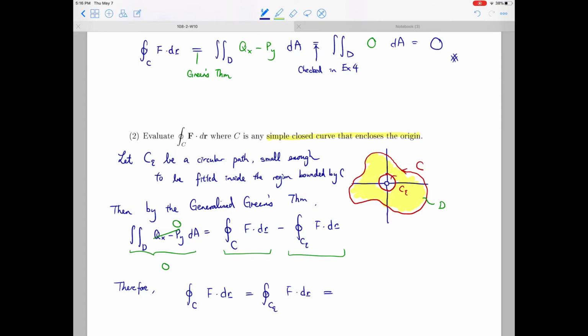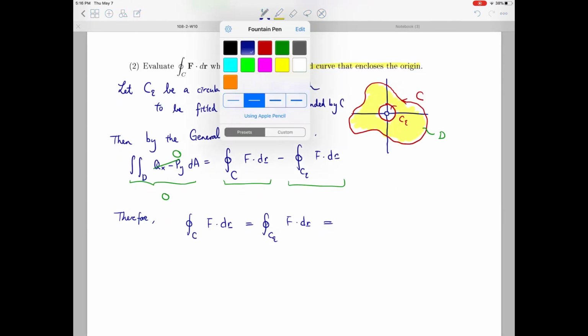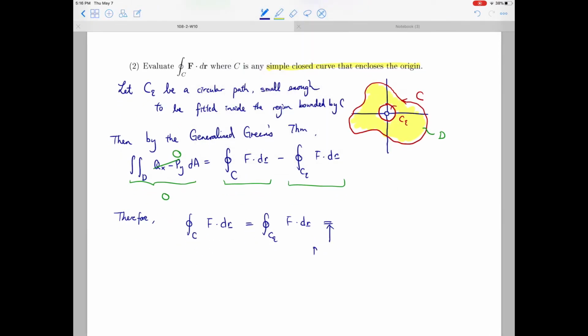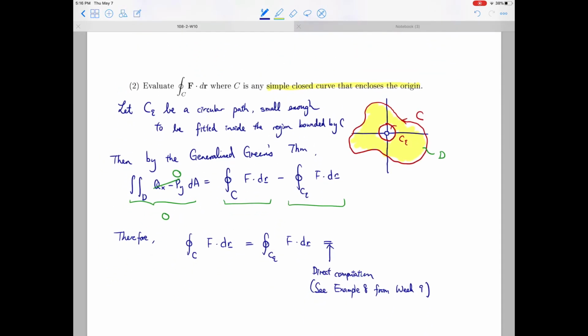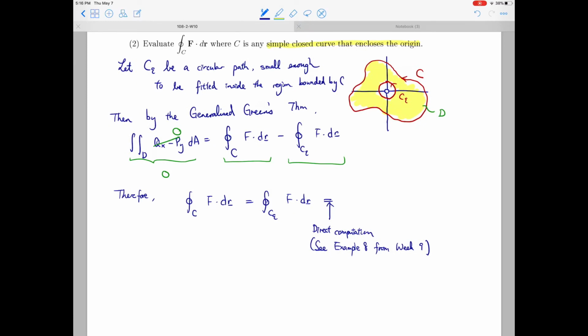But then we have seen from the computation last week. If you use a direct computation, because now C epsilon is a circle, it's not a random curve, so you know how to parameterize that. Example 8 from week 9. If you look at this, we actually have done this computation. The answer is 2 pi.